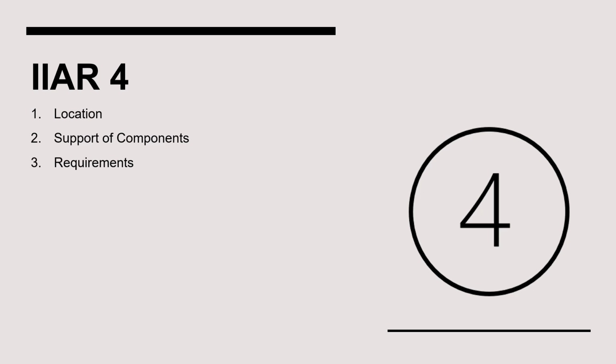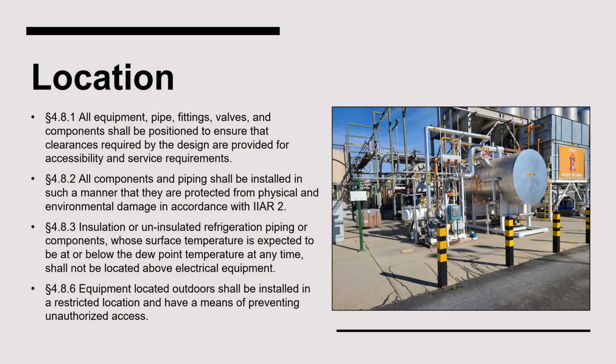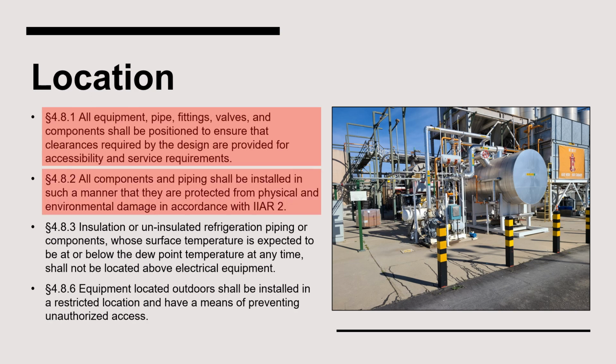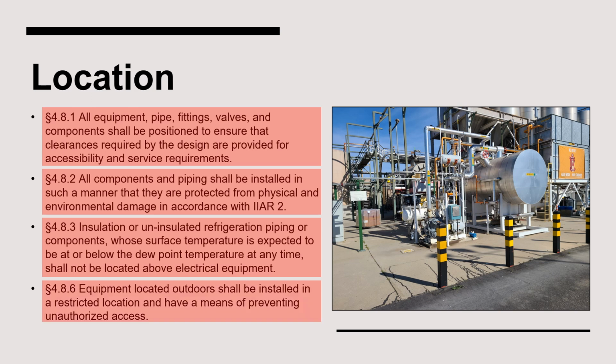Moving on, we'll dig into the compressor installation requirements in IIAR Standard 4. Section 4.8 requires that all equipment be positioned to ensure clearance is provided for accessibility and service requirements. Furthermore, the compressor must be protected from both physical and environmental damage. Insulated piping must not be located above electrical equipment, and when installed outdoors, equipment must be in a restricted location and have a means of preventing unauthorized access.